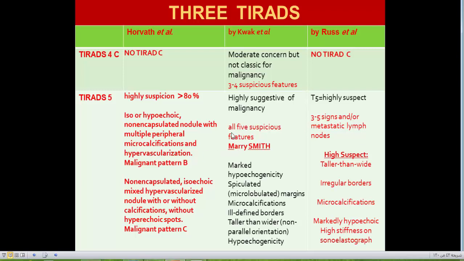In Kwak, all five suspicious features are highly suggestive of malignancy: marked hypoechogenicity, spiculated or microlobulated margins, microcalcification, ill-defined border, taller than wide, non-parallel orientation, and hypoechogenicity. In Russ et al., highly suspicious signs, three to five signs and/or a metastatic lymph node, include taller than wide, irregular border, microcalcification, marked hypoechogenicity, and high stiffness in sonoelastography.